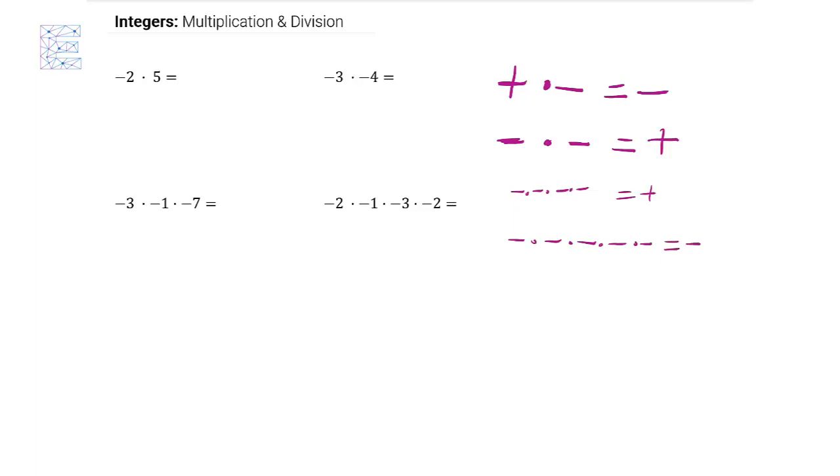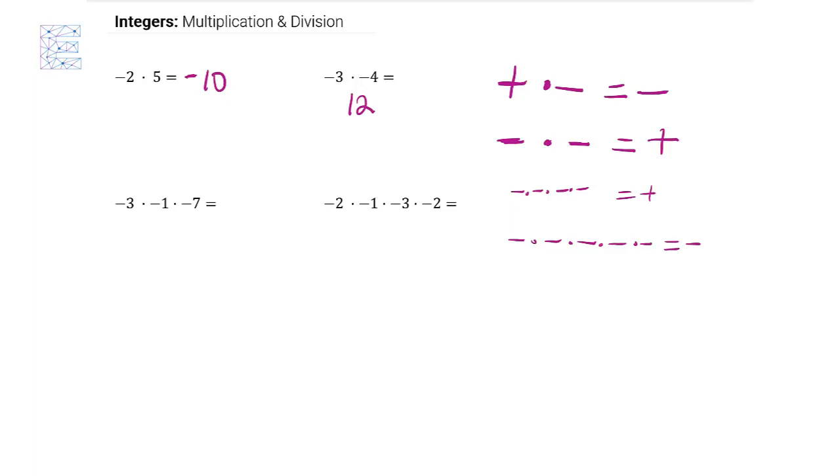So just to quickly recap, an even number of negatives will always be a positive number. An odd number of negatives will always be a negative number. With that knowledge in mind, let's go ahead and try these 4 questions. The first one, we only have one negative, so we know that this is an odd number of negatives. Therefore, it's negative 10. 2 times 5 is 10, negative 10. The second question, we have a negative here and a negative here. Well, 2 negatives become a positive. So negative 3 times negative 4 is simply positive 12.